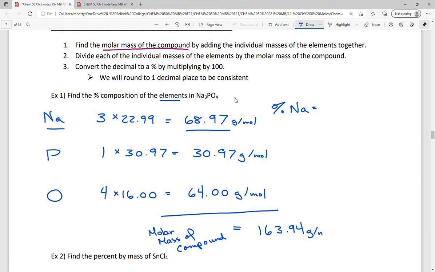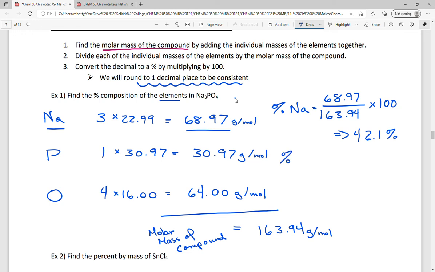Like you've been doing before, if I add these all together, it's 163.94 grams per mole. So the percentage of this compound that is the element sodium is 68.97 out of a total of 163.94, always with a percentage. Just to be consistent, we're going to round to 1 decimal place. That's a fairly arbitrary choice that seems to make things work out. I don't think I'd dock you marks if you did it differently, but we end up with 42.1% of the compound's mass made up of sodium.